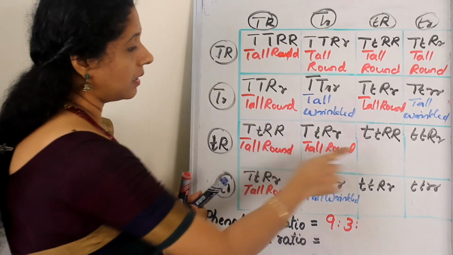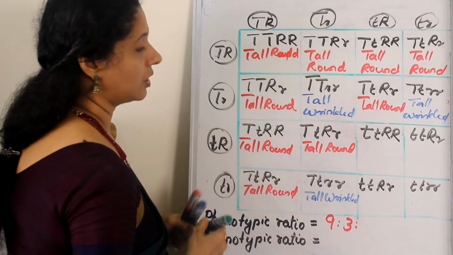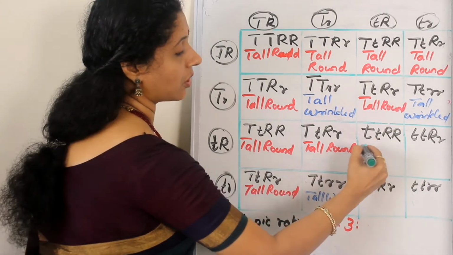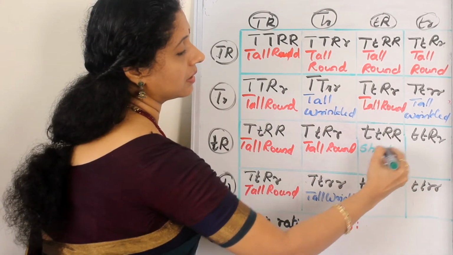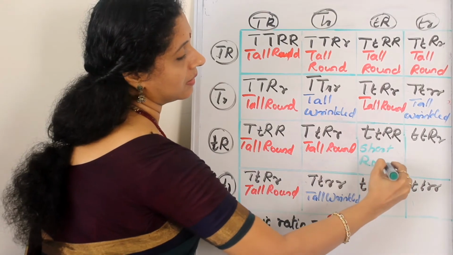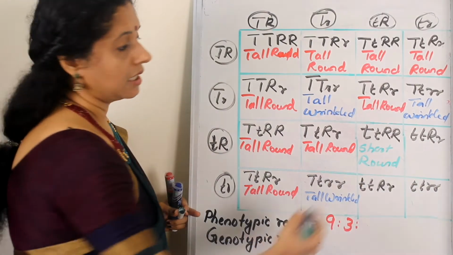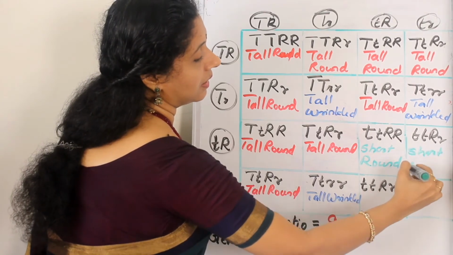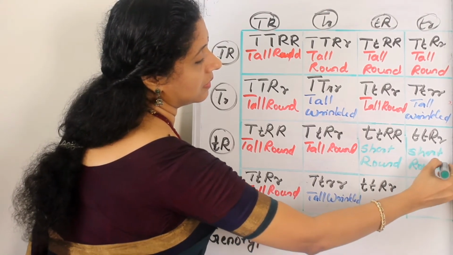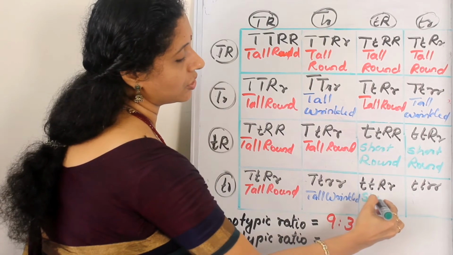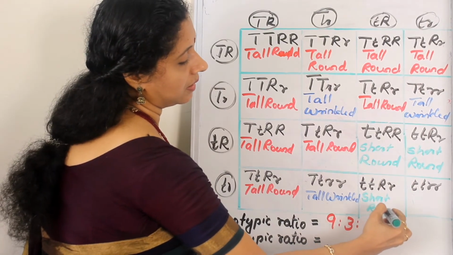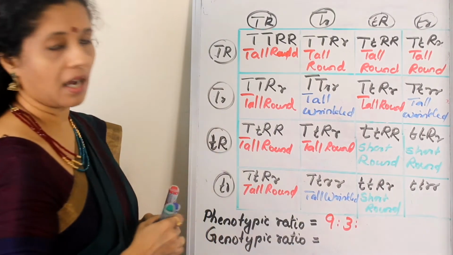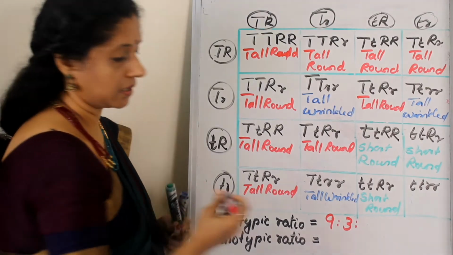Next, what is this? This is short, right? Short, round. This is also short, round. Here again, short, round. So the next three are short, round.